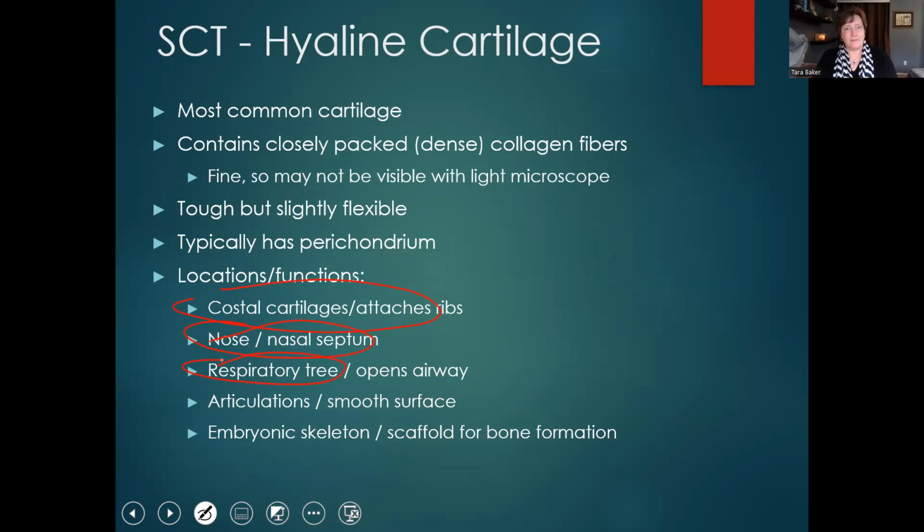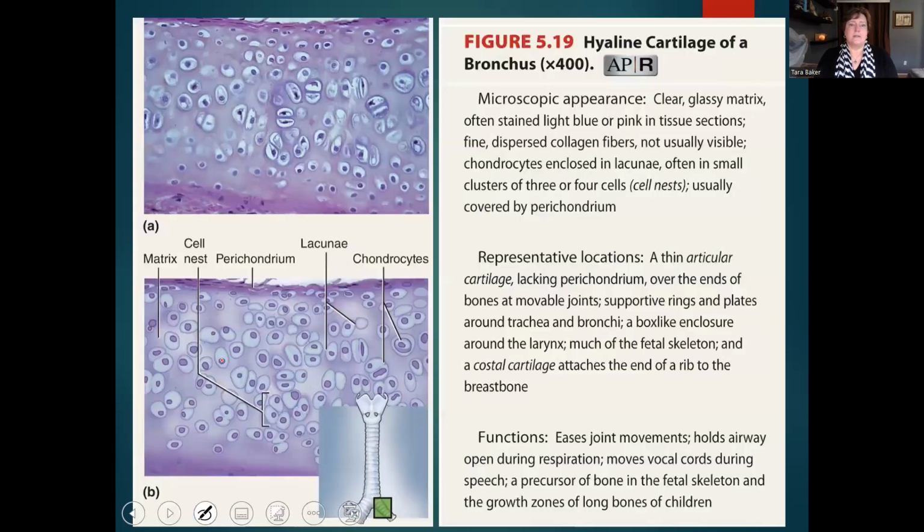It is slightly flexible. And when we look at it in a picture like this, what you can see is that there are many chondrocytes that are inside the lacuna. The lacuna is the lighter circle. So the entire dark purple thing is the cell. So that's not a nucleus, that's the cell. And then the bigger circle around it is the lacuna.